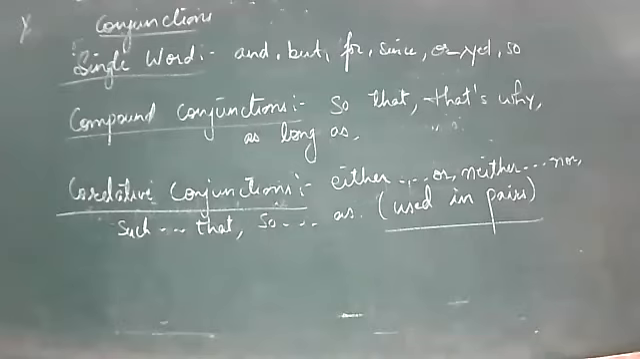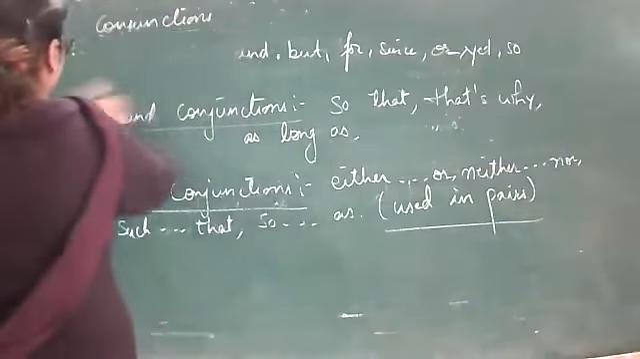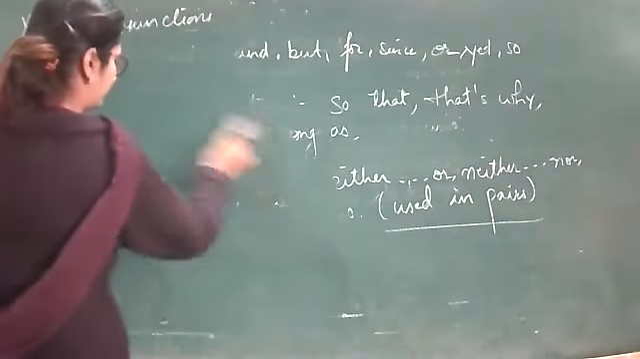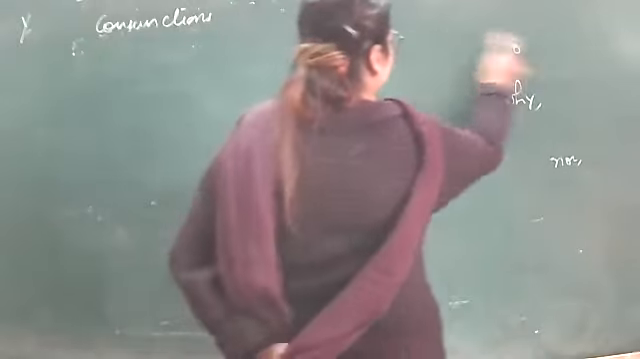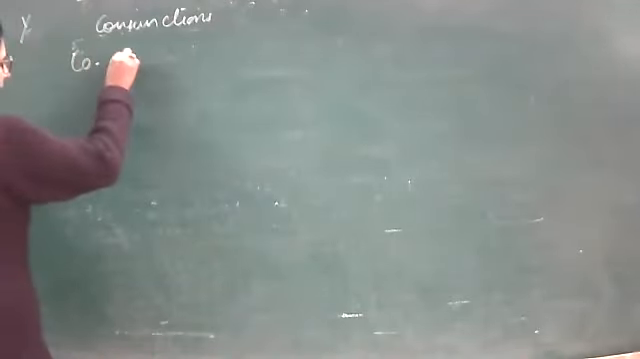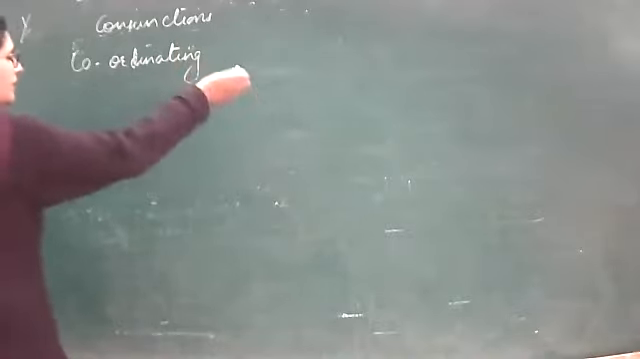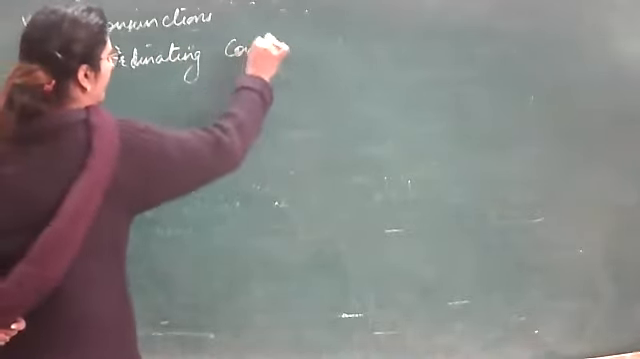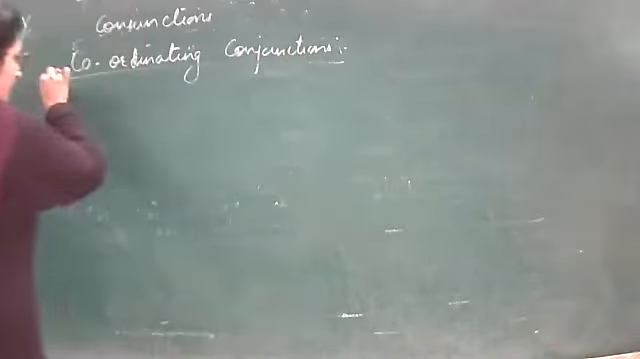After that, we have two main types of conjunctions. Now let me write down. There are two types: coordinating conjunctions and subordinating conjunctions. First, I'm taking coordinating conjunctions. What are coordinating conjunctions?